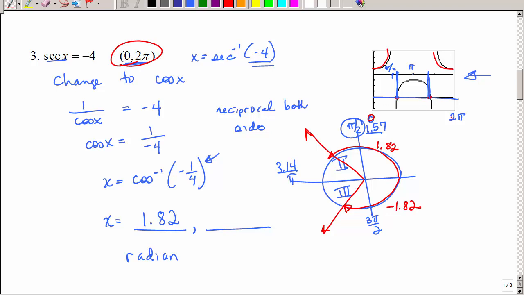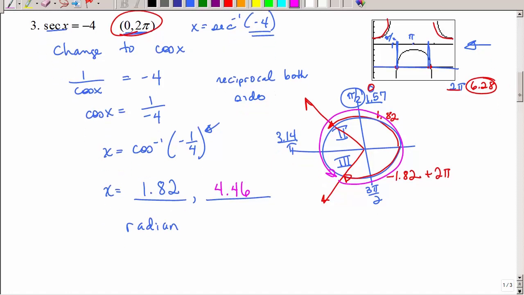I need an answer between 0 and 6.28 approximately. That's 2 pi. I need it to be positive. So how can I get that answer? Well, I can add 2 pi to that. If I do that and add 2 pi, it's going to go all the way around. That's going to give me that answer. And I'm going to get about 4.46. So using the calculator is actually harder than memorizing that unit circle. You've got to think about what your calculator gives you and how do you get those other answers. I know that was a little confusing. Let's go through another one.